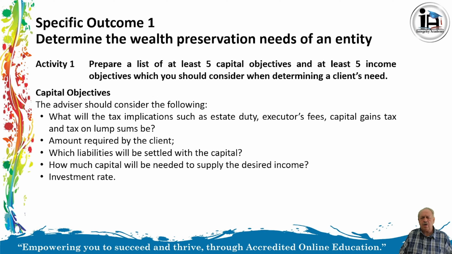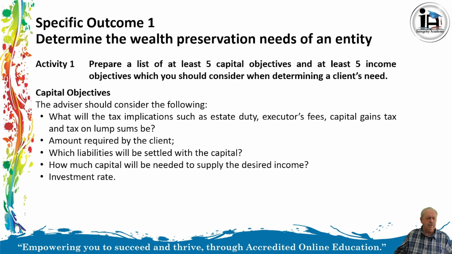What amount is required by your client? Which liabilities will be settled with some of the capital? Let's say he's got a bond of, let's say, R1 million, of which there's an outstanding amount of, let's say, 500,000. Are you going to pay that 500,000 out of the capital, or are you going to pay it off on a monthly basis? And then again, what investment rate will you receive on the capital invested?